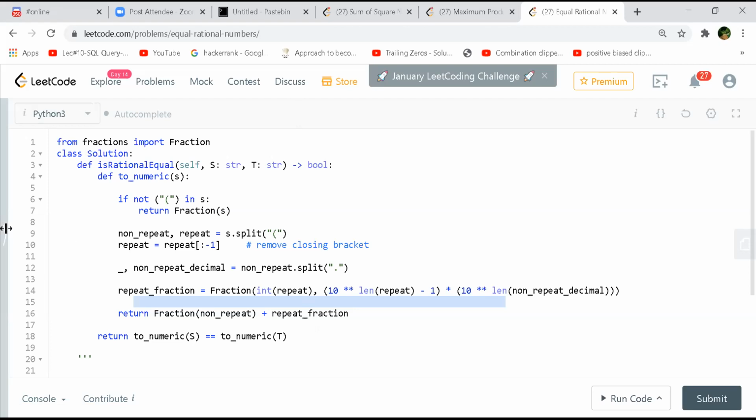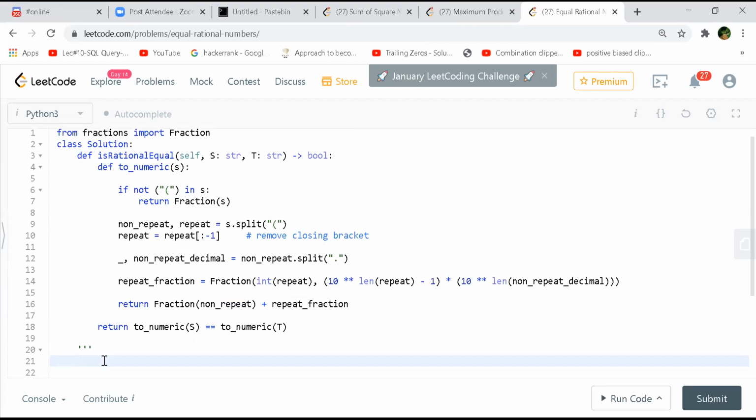See, if you get an integer, in the case if it is 1 point or 2 point, I'm not sure whether we have a 2 point, but if you have 1 point, it is prior to the decimal. So that 1 point also becomes a part of non-repeat. If it is 1 point something repeating, do we have a case like that? If you have a number like 1.4 and then bracket 24, something like that, is that a valid test case?